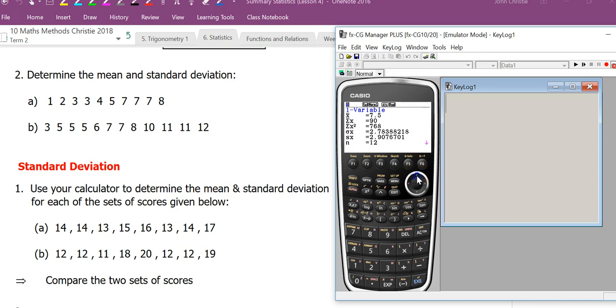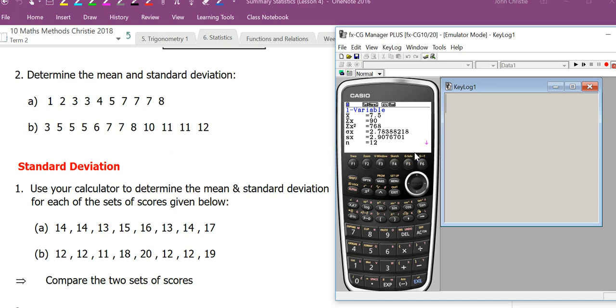If I quickly scroll back up to the top, you will notice that there are two or three odd-looking bits of information here. What we're looking at is our sigma x. This piece of information here being 2.78. So that is our standard deviation for this set of data in 2b.